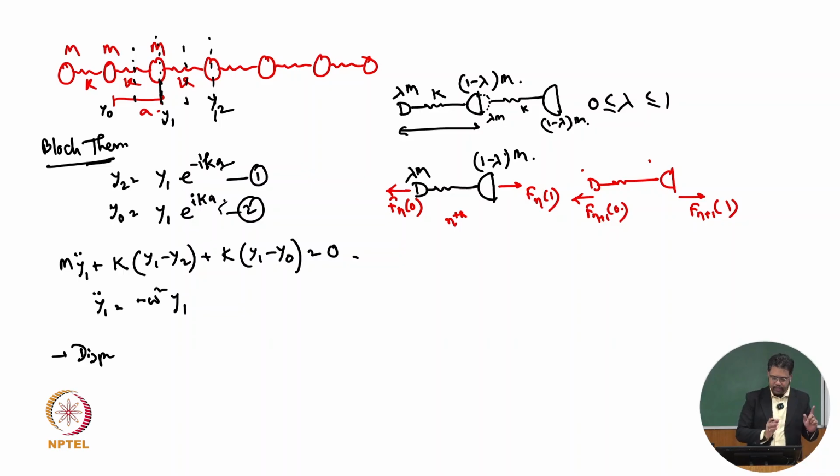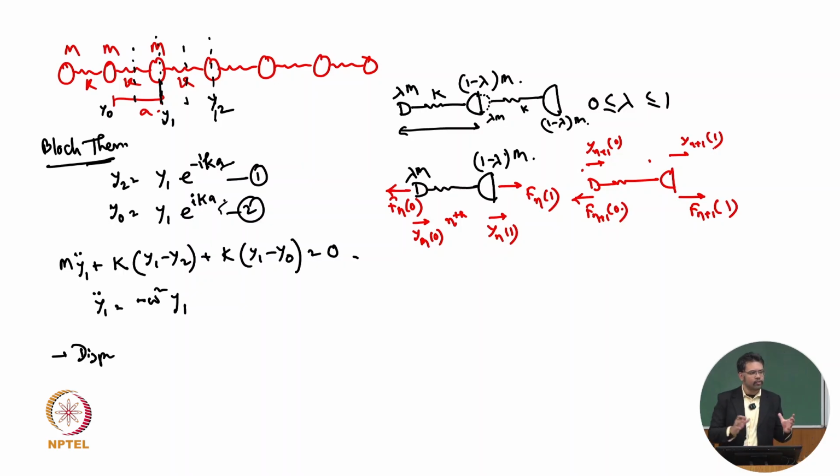Agreed? Now, and also, what are the displacements? This displacement will be yn0 and this displacement is yn1. This displacement will be yn+1,0 and this is yn+1,1, because here we have to think of it always like left side, right side, left side, right side, this way.